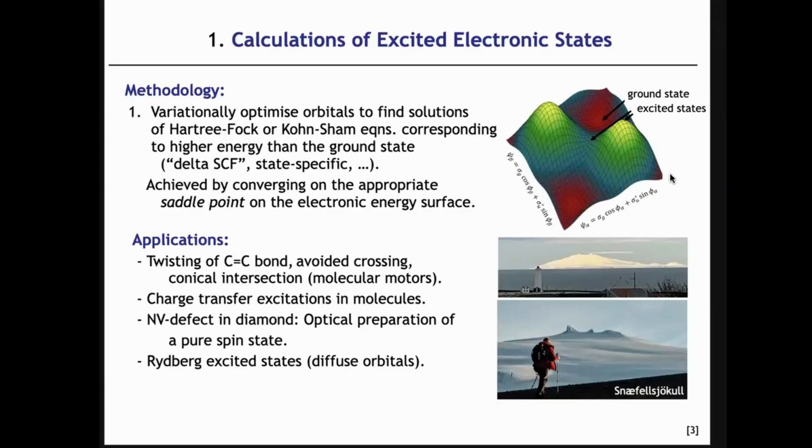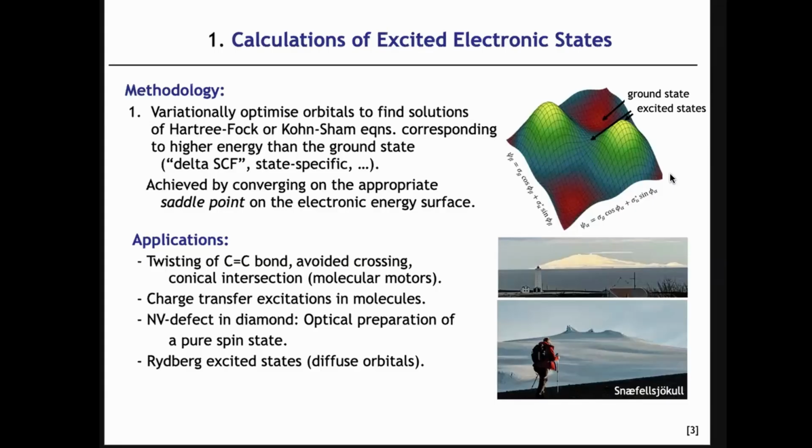These are state-specific calculations, so we converge onto a particular excited state in that calculation. And then if you want to learn more, you have to do more calculations. Now, one has to know what saddle point order you need to go to. It's not always just first order, for sure. I'm going to show you some examples of a sixth order saddle point excited state, for instance.